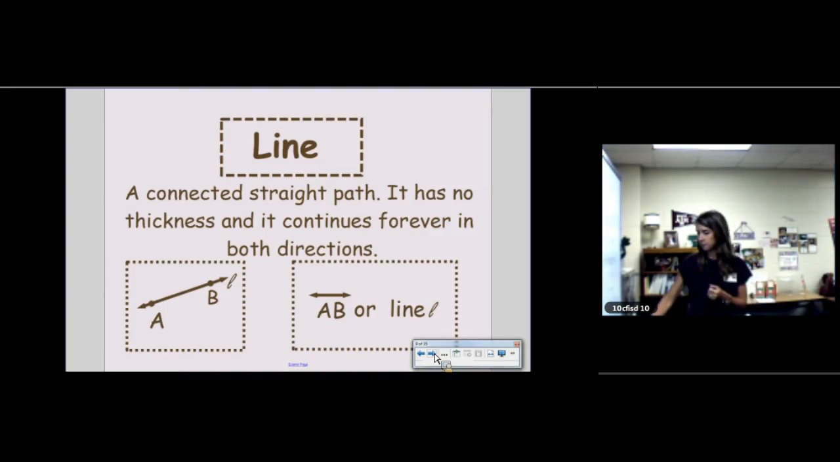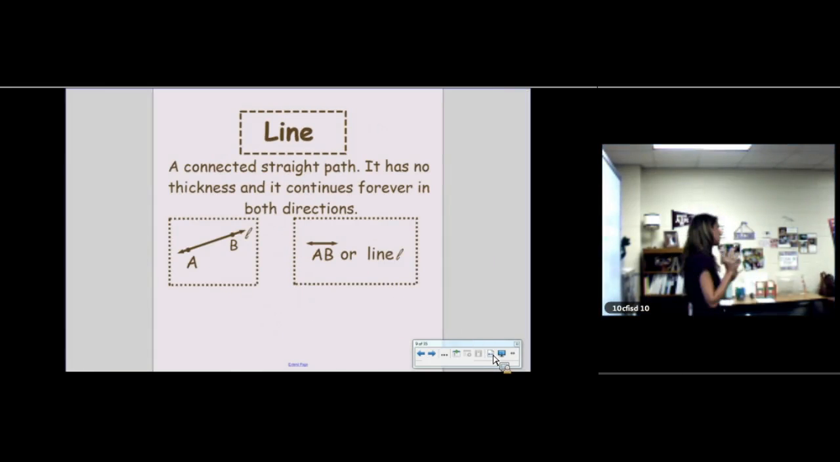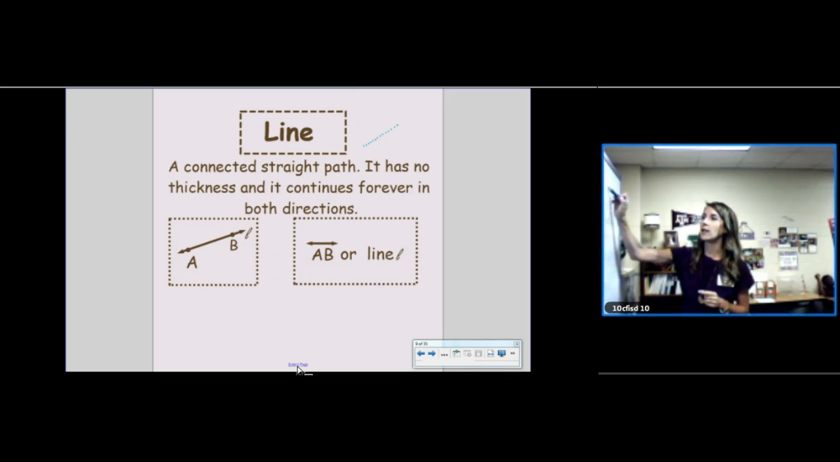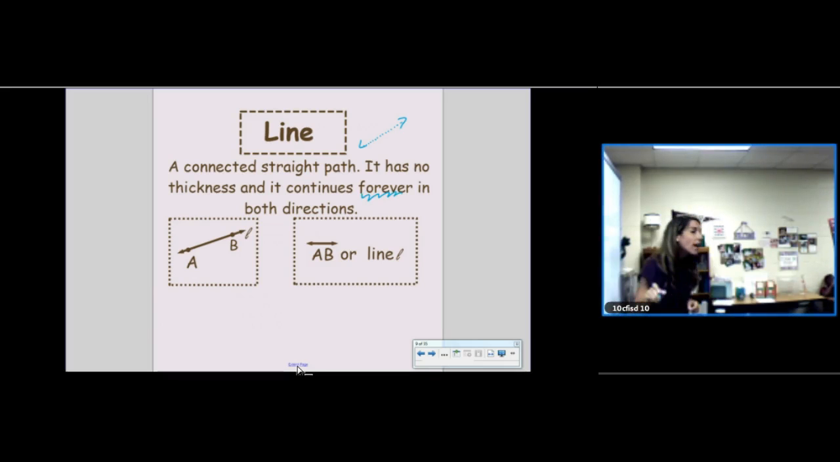Next word. Line. Now, this is your textbook's definition, which we'll talk about later in the textbook. I don't love the definition, but that's what it says, a connected straight path. So it's like a lot of points connected together. It doesn't have thickness, and it continues forever. There's no beginning, and there is no end. Forever, in both directions. What does both imply? What do you think of when you hear both? 2. Very good. It goes on in 2 directions.